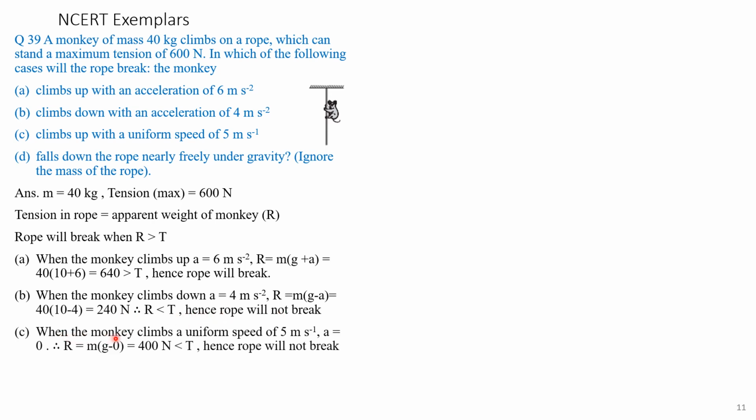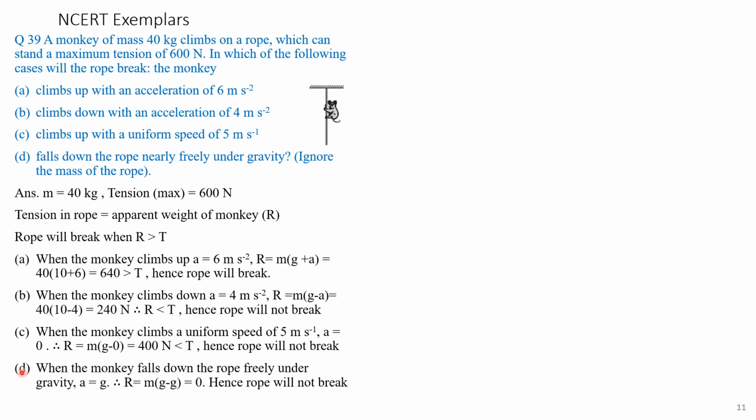Part C. When the monkey climbs at a uniform speed of 5 meters per second, a is equal to 0, because at uniform speed there is no variation in speed. Therefore, R is equal to m into g minus 0, so R is equal to 400 newtons, which is less than T. Hence, the rope will not break. Case D. When the monkey falls down the rope freely under gravity, a is equal to g. So R is equal to m into g minus g, that is equal to 0. Hence, the rope will not break.